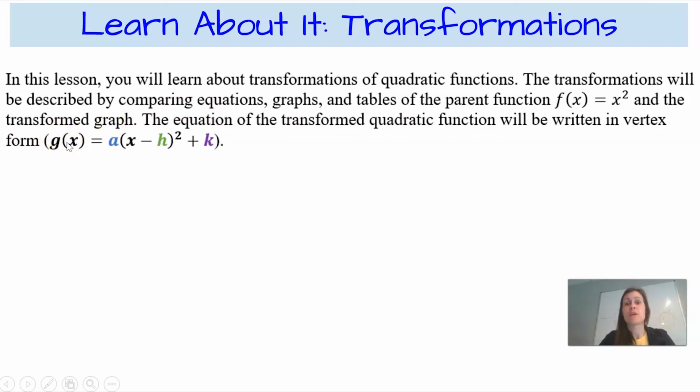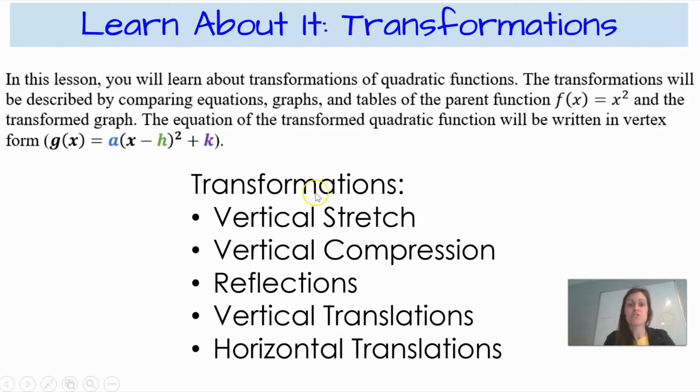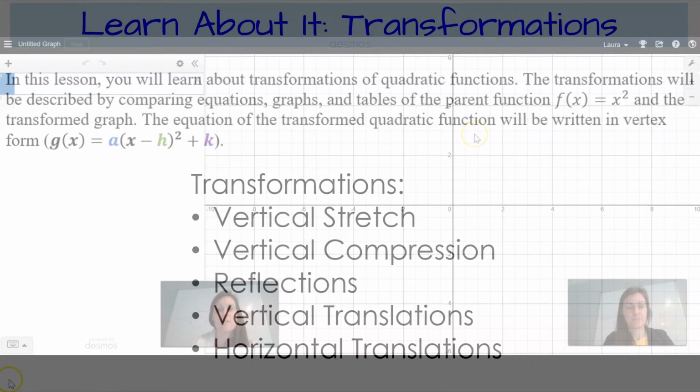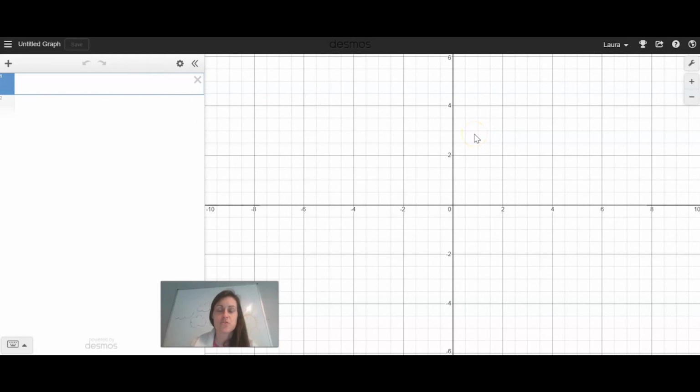We're going to be looking at our transform functions in vertex form to see how those values change the way the graph looks. The different transformations that we're going to look at are vertical stretches, vertical compressions, reflections, vertical translations, and horizontal translations. For each of the different transformations that I showed you on the previous screen, I'm going to pull up an interactive Desmos graph so that we can see what those transformations look like from an equation perspective, a graph perspective, and a table perspective.